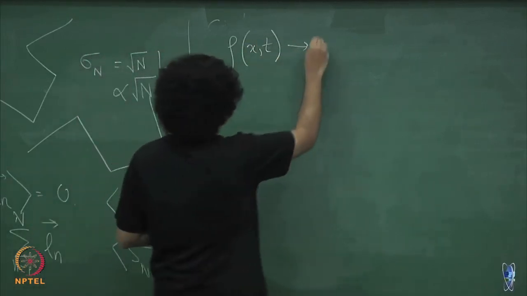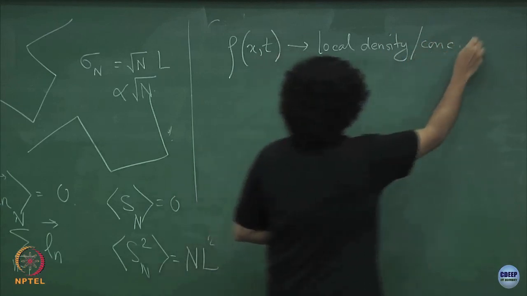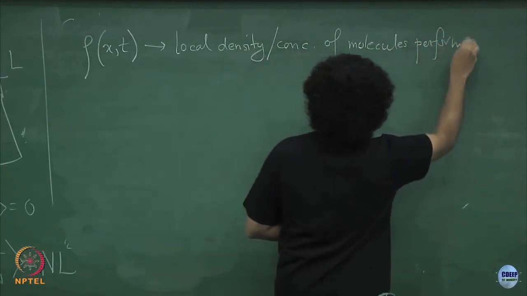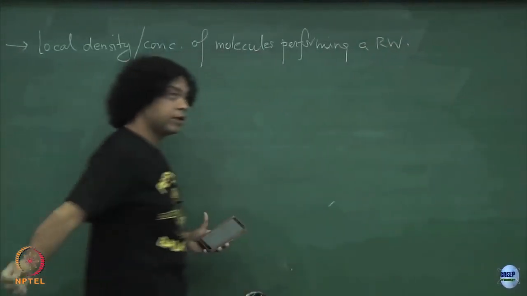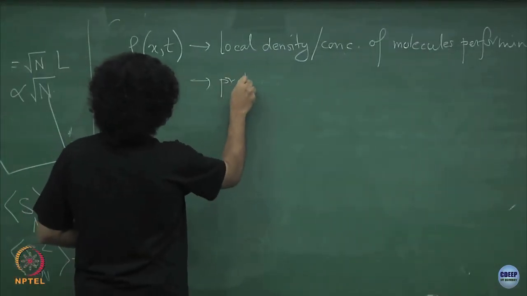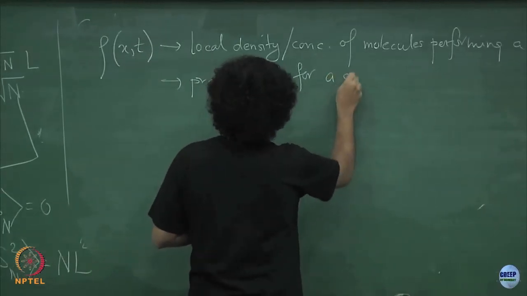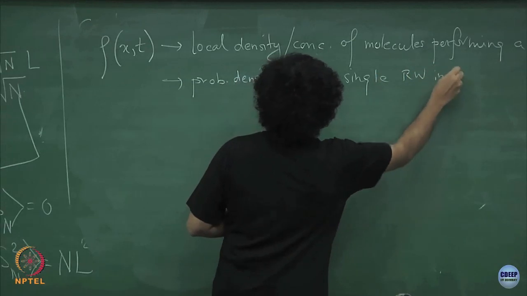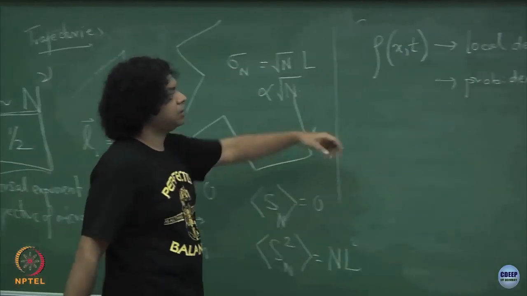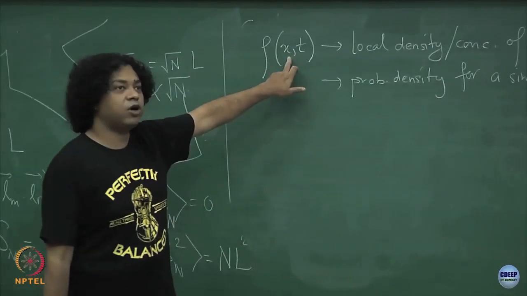Let this could be like the local density or concentration of molecules performing a random walk. Or if you have a single random walker, then this could be like the probability density for a single random walker in space. So if you have many, many random walkers all doing their own random walks happily, then you could think of this as a density or concentration. If you have a single random walker, you could think of this as the probability density to find that random walker at position x at time t.